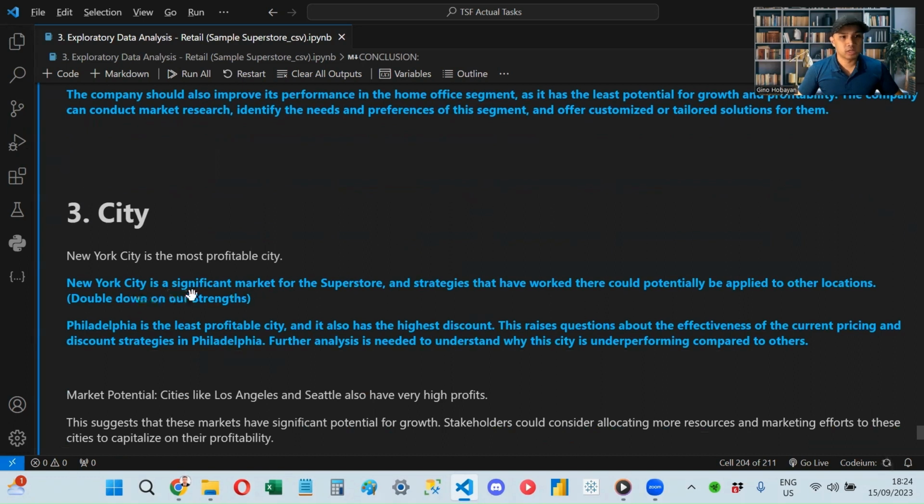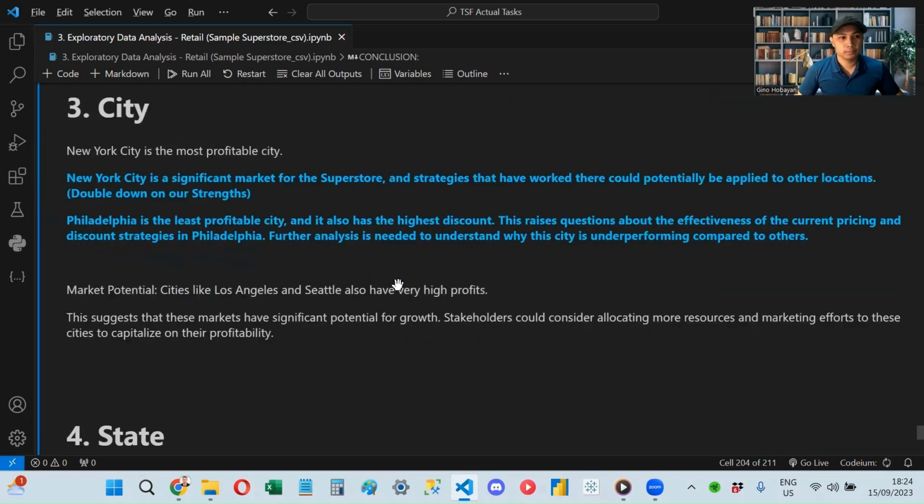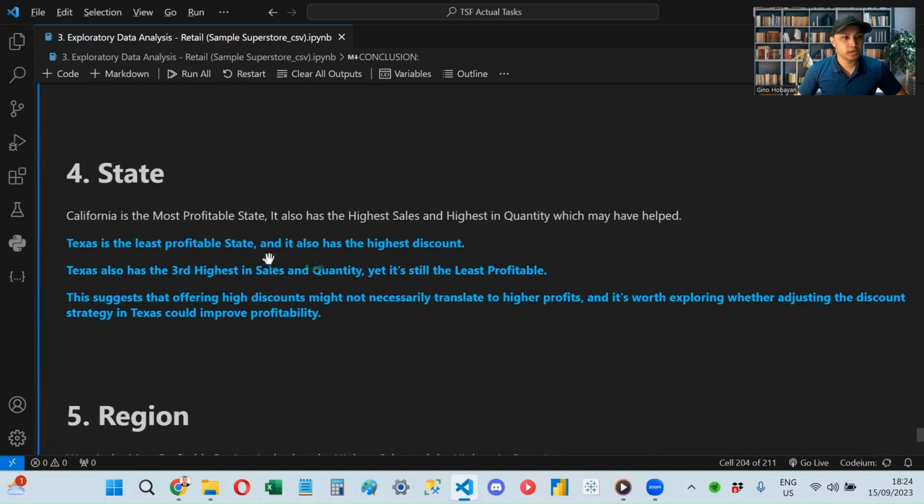Number 3, New York City is our most profitable. So the strategies that have worked there could potentially be applied to other locations. Philadelphia is the least performing. It also has the highest discount, so we might have to rethink our discount strategies. For state, California is the most profitable, while Texas is the least profitable, having again the highest discount. It also has the 3rd highest in sales, yet it's the least profitable.